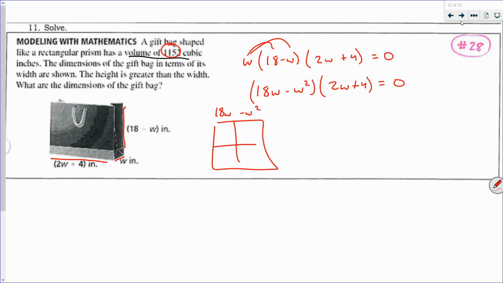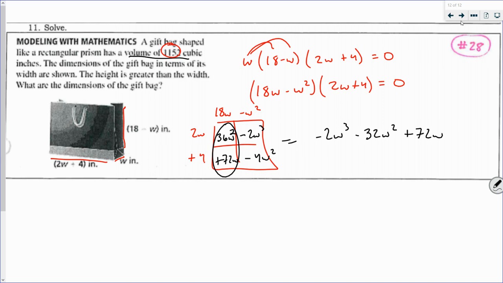So I'm going to multiply these: 18w minus w squared, times 2w plus 4. That's 36w minus 2w cubed plus, what's 18 times 4, y'all? 72w minus 4w squared. So if we start to pull that out, negative 2w cubed minus 4w squared. Put these two things together. Oh, wait, that should be a w squared, right? W times w. So 36 minus 4 is 32w squared, and then plus 72w.